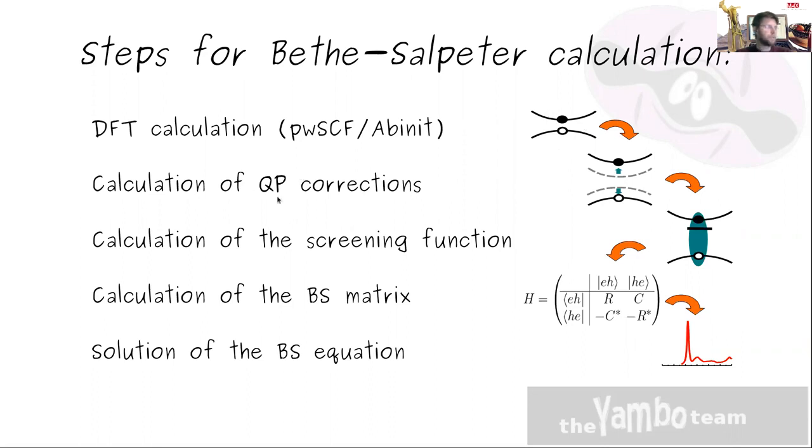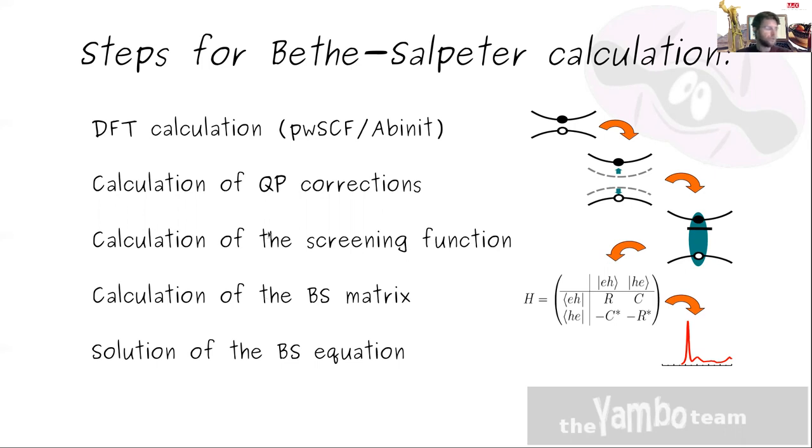The second step is to compute the quasi-particle correction to correct, in particular, the underestimation of the band gap of the material with DFT. The third step is to compute the screening of a material, which is a key ingredient for BSE calculation. In particular, the screening determines the electron interaction and thus the formation of excitons.